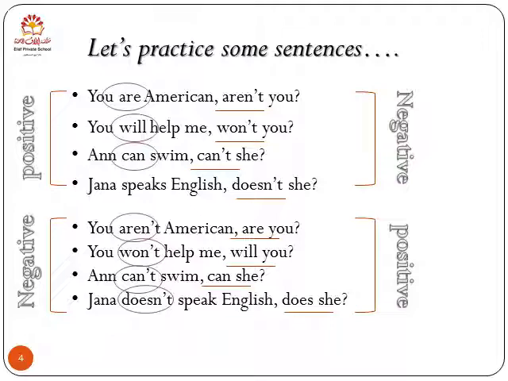Number three, Anne can't swim. Can she? And number four, Jenna doesn't speak English. Does she?